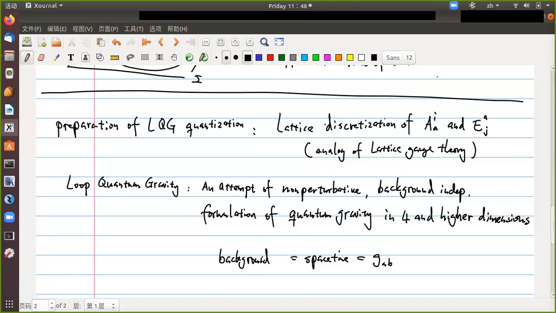Okay, that's okay. Thank you. And that's the source of it. As I mentioned before, there are so many differences between the gravitational field and the ordinary field theories. The source is exactly this background independence. This is very important in gravity, and the point of loop quantum gravity is to keep this feature seriously in the quantum theory.